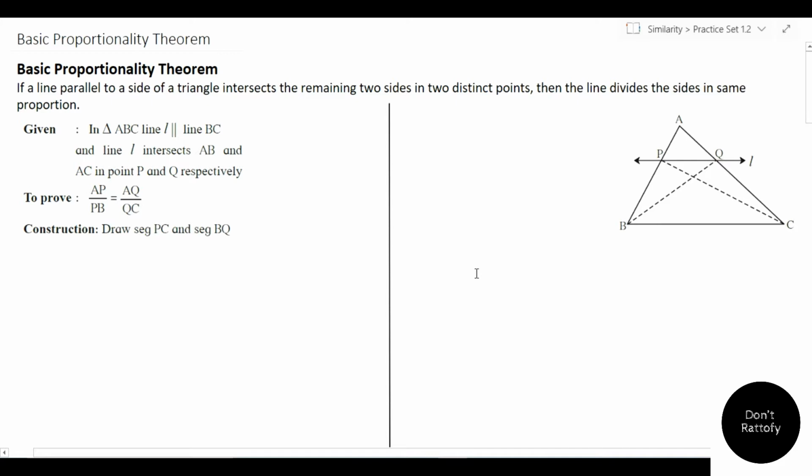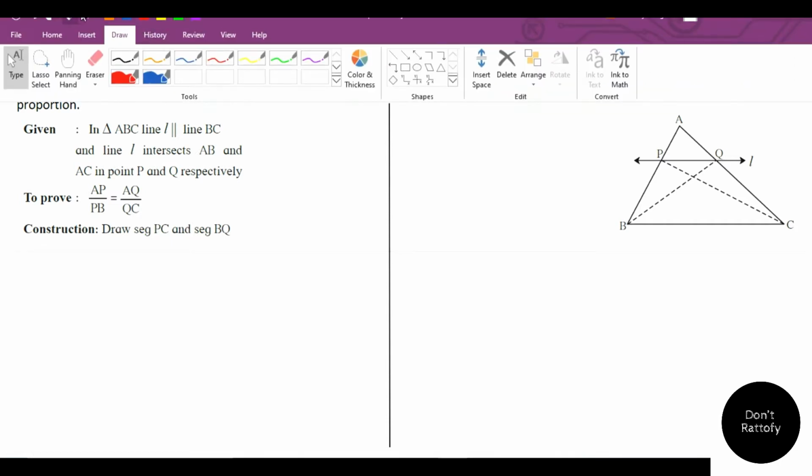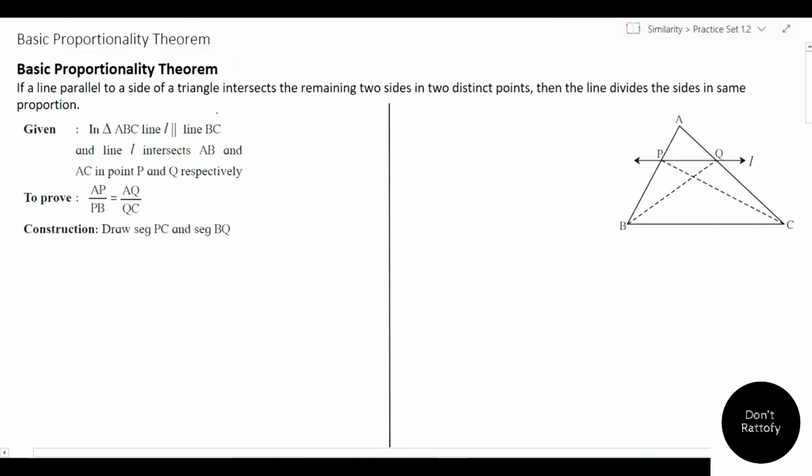So in today's part, we are going to learn about the basic proportionality theorem, which is generally known as BPT. We'll try to understand the theorem first, how the formula was derived, and after that we'll do some sums on it.